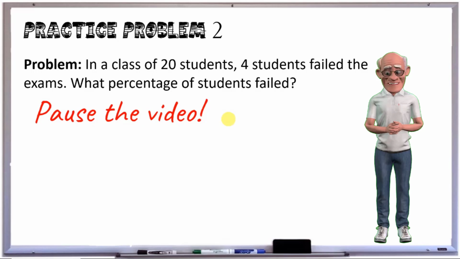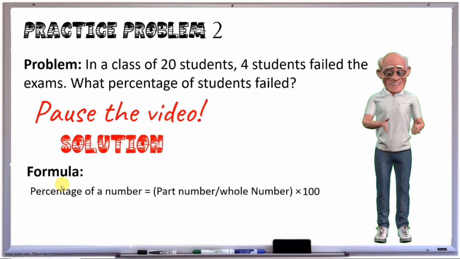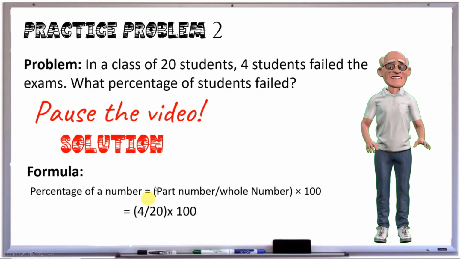Okay, I assume that you have paused the video, you have done your solution. Let's check. Here it comes, the solution. Percentage of a number equals the part number divided by the whole number times 100. There it is, 4, which is the part number, 20, which is the whole number, multiplied by 100, and that gives us 20%. Wow, we are really becoming rocket scientists over here.